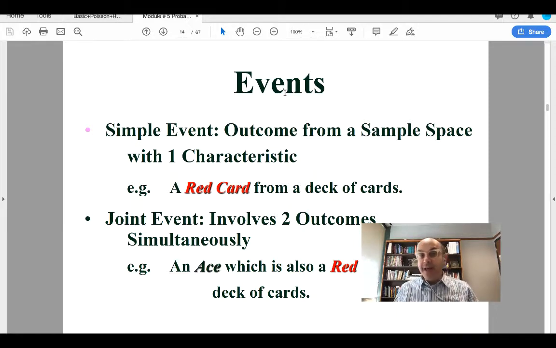A simple event is an outcome from a sample space with 1 characteristic. Example, a red card from a deck of cards. In the case of a joint event, it involves 2 outcomes. That is the ace, which is also a red card from the deck of cards. So a joint event is an ace and a red card.